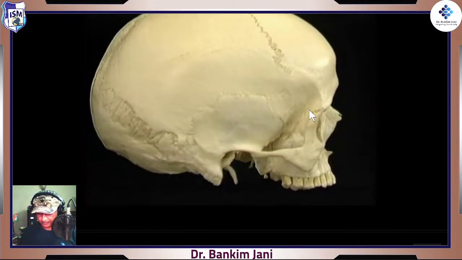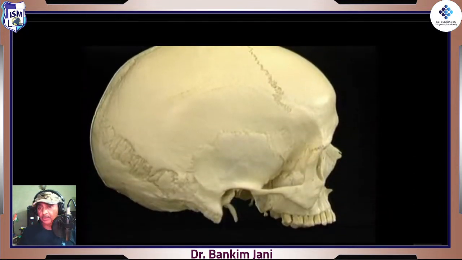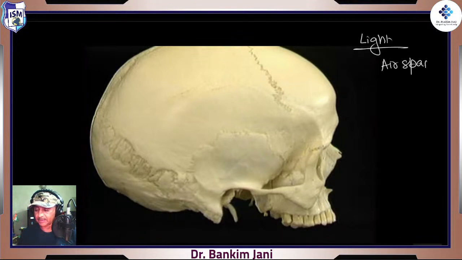Now see, all these bones, they are made light by creating air spaces in between. And these air spaces are called the sinus. To be very specific, they are called the paranasal sinus, right?